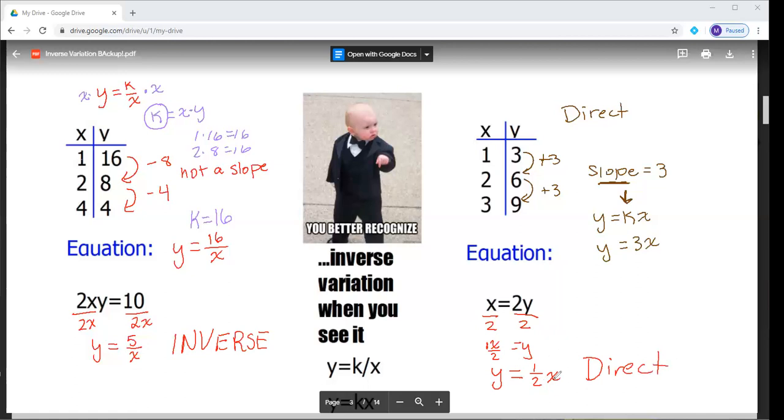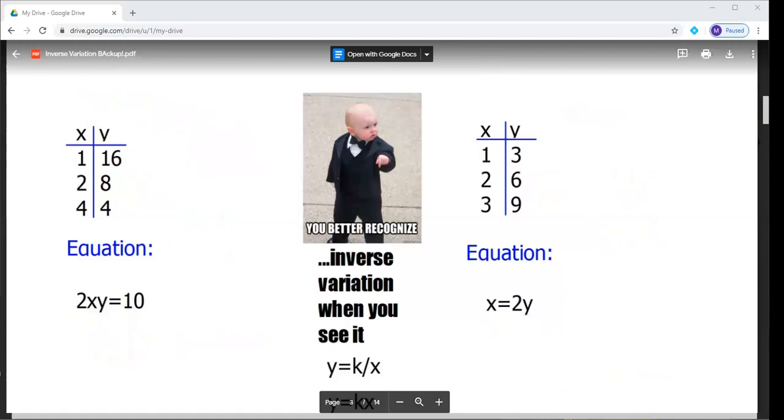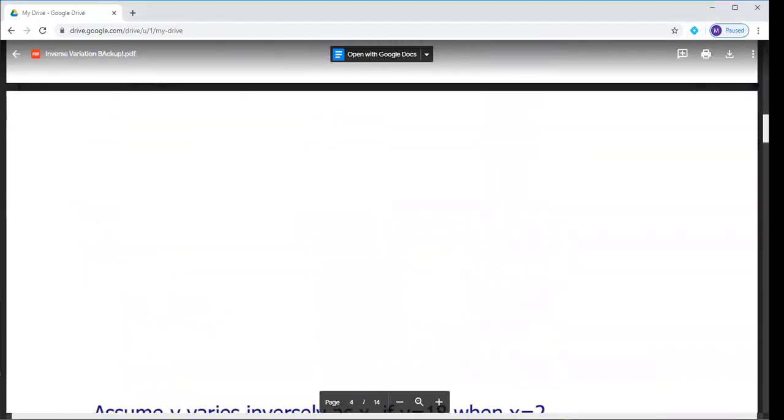Okay? Nothing is being divided. There's no x in the denominator. Anytime there's that x in the denominator, you have to look out because it is not direct variation. It is inverse variation. Okay? So I'm going to clear all the drawings here, and we're going to go on to the next slide.